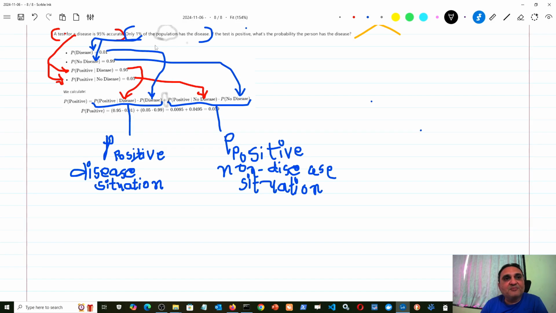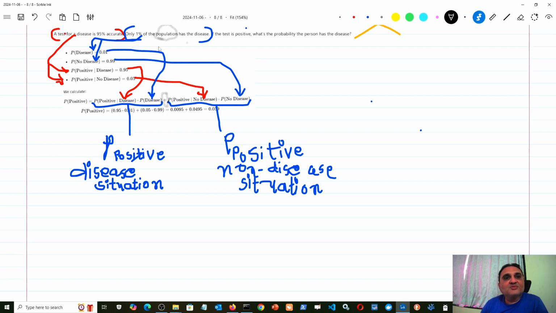That is the absolute simple probability. Whenever you read the word population, that is absolute simple probability. So that means if I take 100% randomly from the entire population, then 1% will have the disease. So the probability of disease, the simple probability, is 0.01. And that means 99% will not have the disease. So the non-disease probability is 0.99.